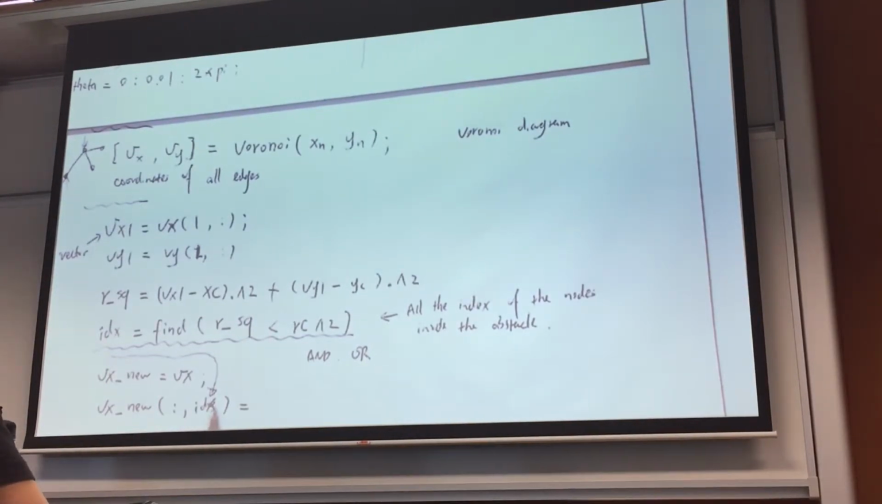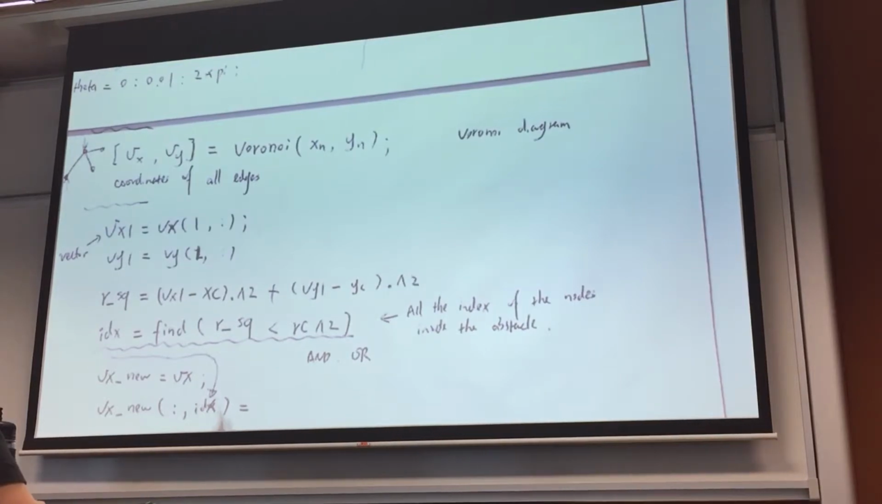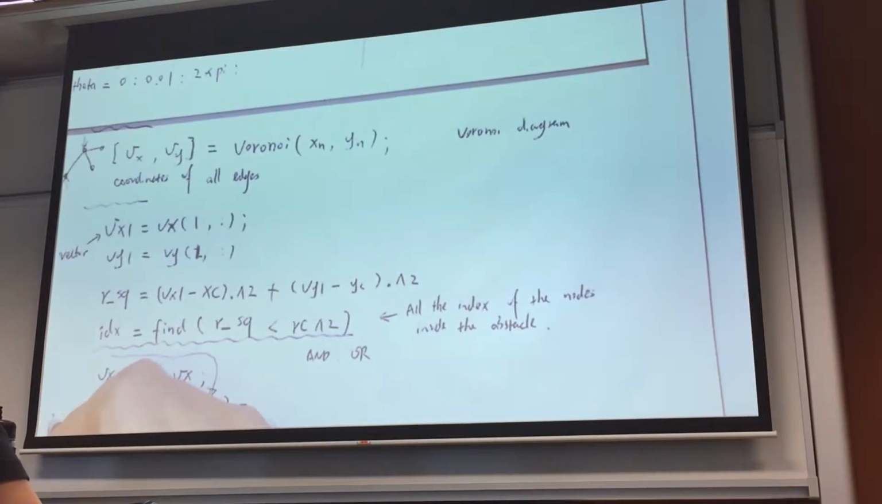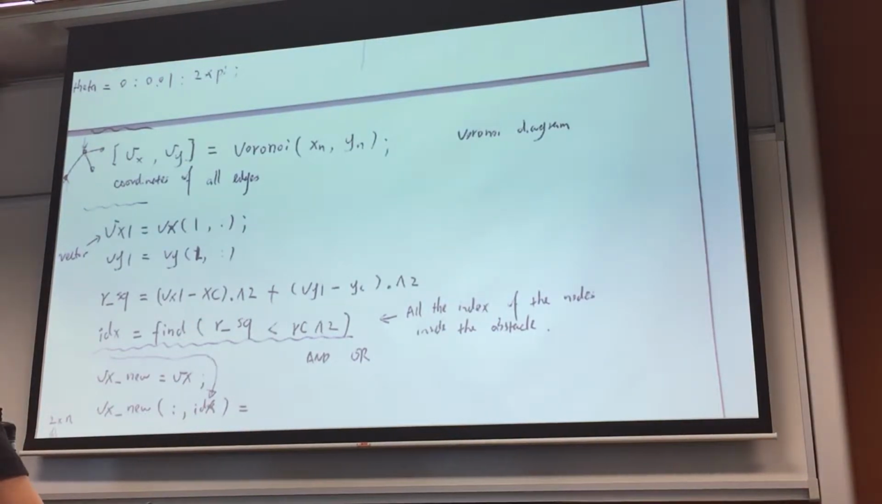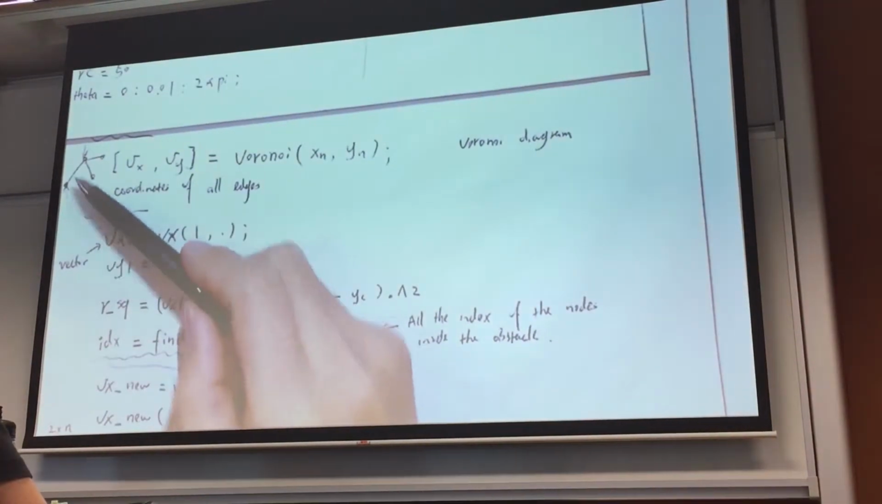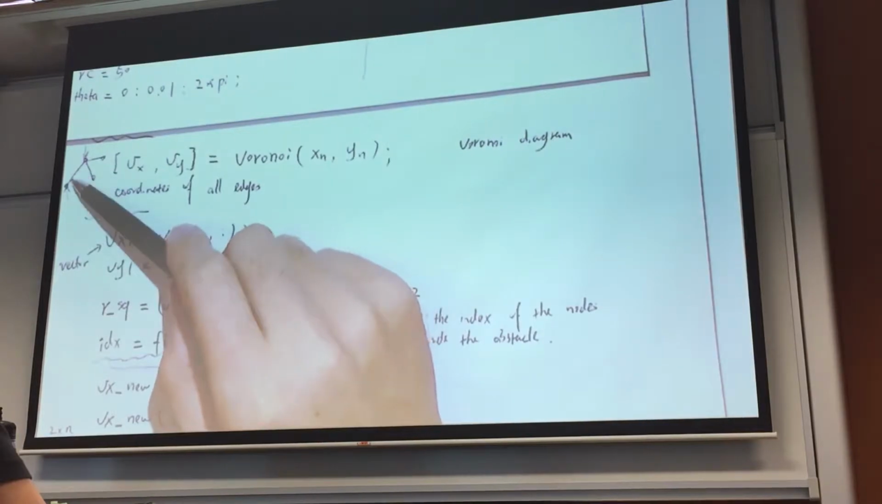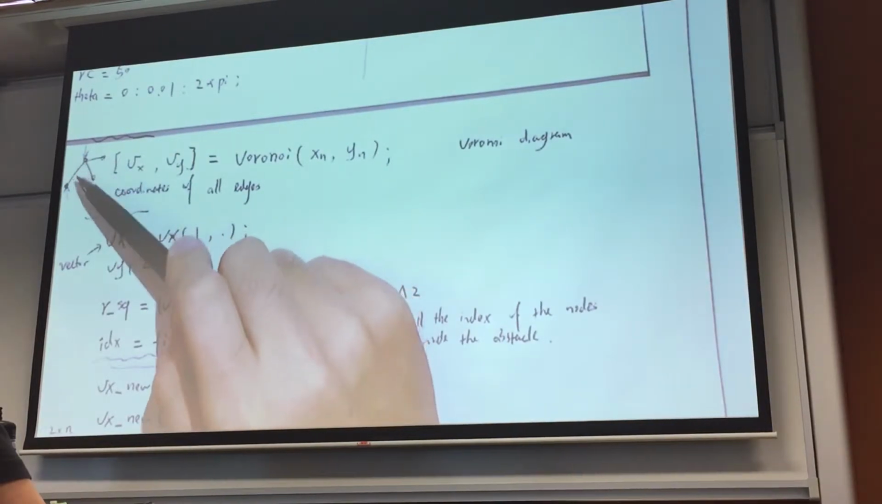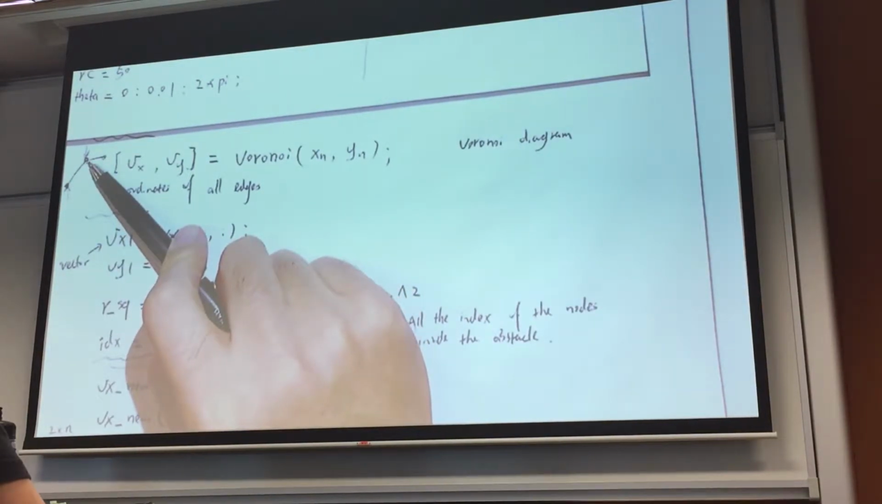So this index will represent the index in this matrix. We know this matrix is supposed to be 2 by something, 2 by 10. This 2 represents the x here, because for each edge we only got 2 points. We only got one starting point and one ending point.